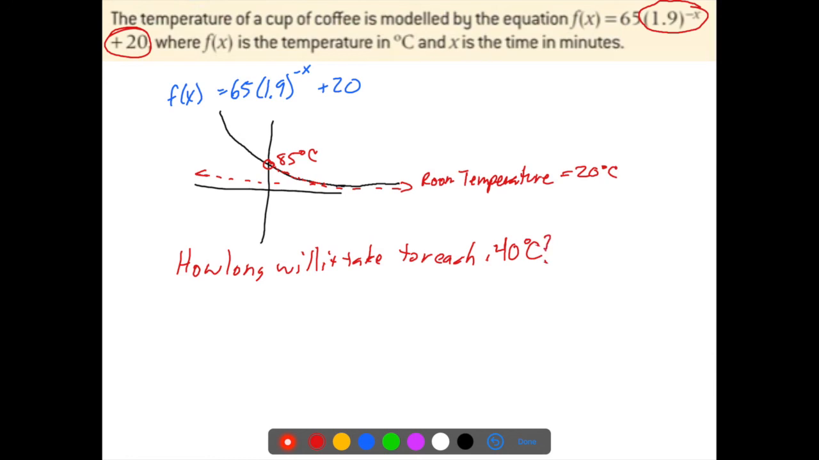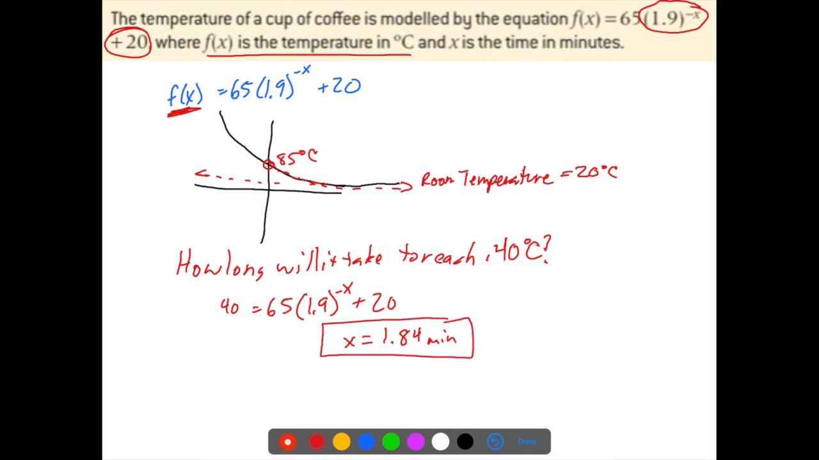Okay, so at this point, we can put that into the equation. Remember, f of x is the temperature, so I'm going to put 40 in for f of x equals 65 times 1.9 to the negative x plus 20. The numbers shouldn't be too big here, and your calculator should be able to handle this. Just do an n-solve on it, and hopefully you should be able to get that x equals about 1.84 minutes. So almost 2 minutes for it to cool down to a drinkable temperature. Again, it must not be insulated very well.